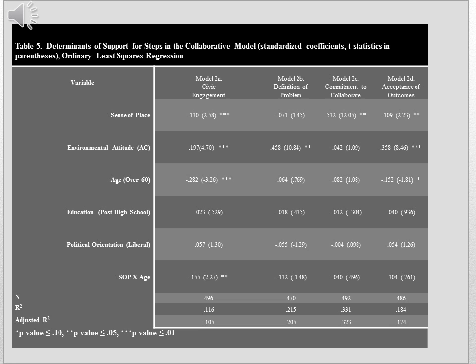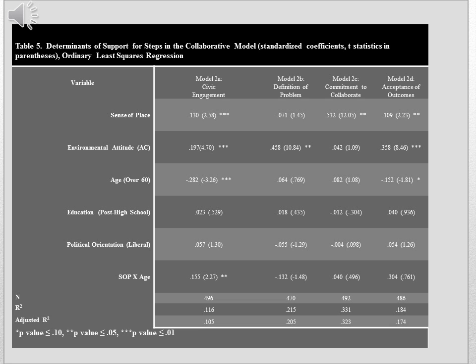And so what you see here is that sense of place variable I just described on the previous slide. I also included environmental attitudes, again measured as a latent construct, so these are scaled items. I also looked at age, education, and political orientation. And then the last one there is an interaction variable that's more complex than I want to get into with this class, so save that for another day.